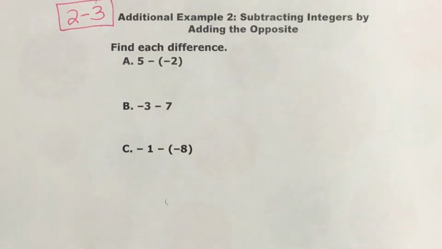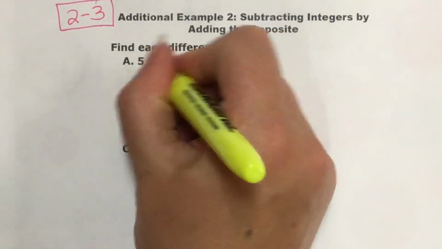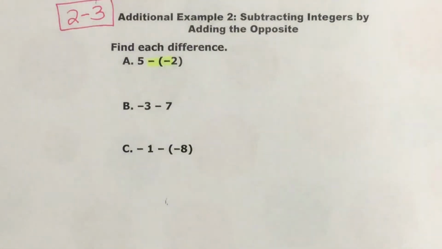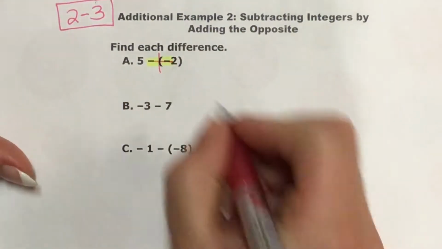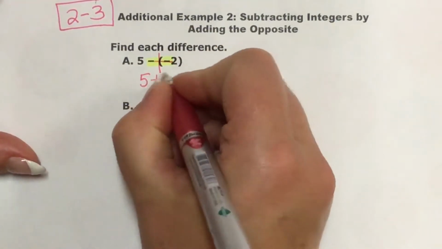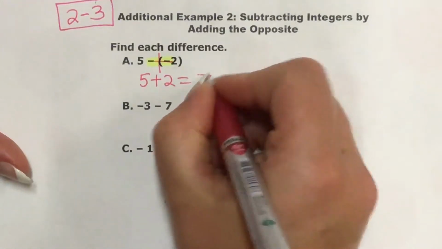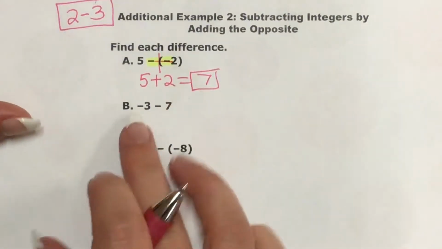Right away, what I see is that there's two negatives right there. Whenever there's two negatives touching, even though there's that parenthesis, they're still touching, that means they automatically become positive. So what we really have is 5 plus 2, and we know that 5 plus 2 is 7. All right, cool. Let's do the next one.